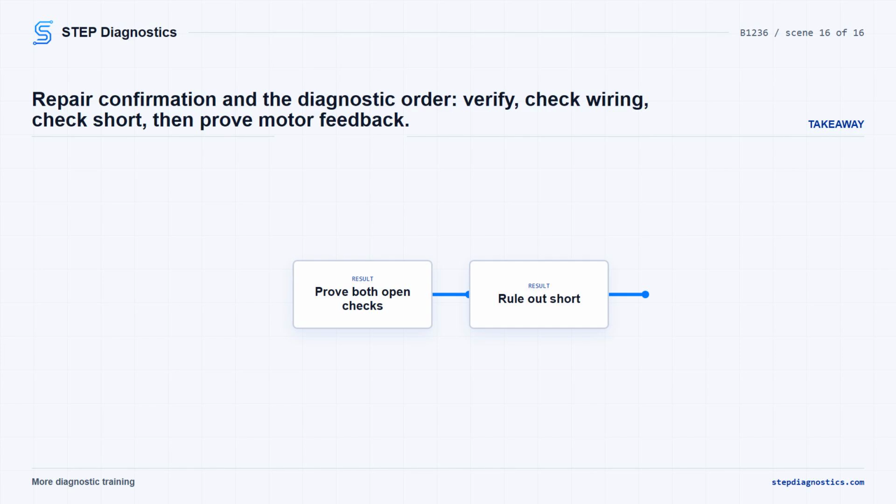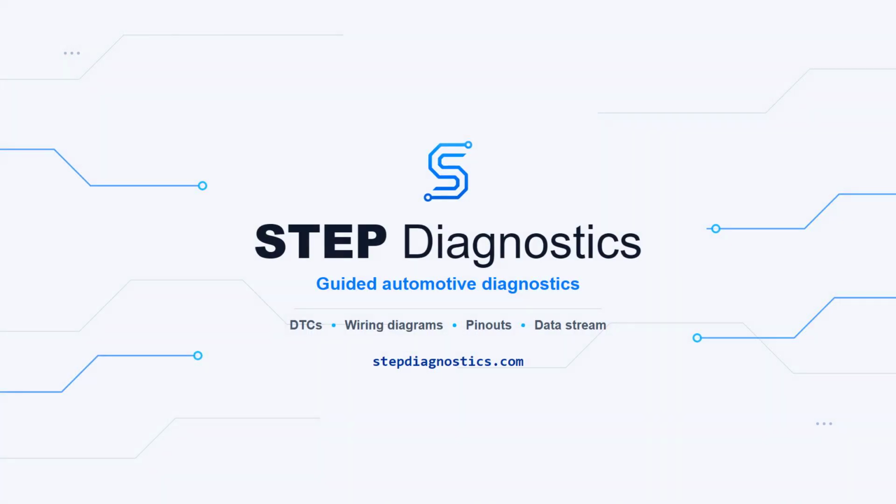After the repair is made, clear the DTC, cycle the ignition or power mode off and back on, run the self-diagnostic again, and confirm B1236 stays gone. The takeaway is simple. Prove the feedback and sensor common wiring first. Rule out a short on the 5-volt and feedback lines. Then use the motor resistance checks to decide whether the fault is in the passenger air mix motor or the climate control unit. For more diagnostic training, visit Diagnostics.com.